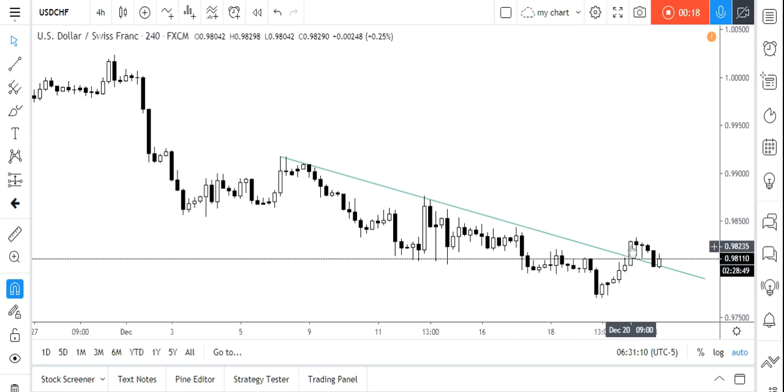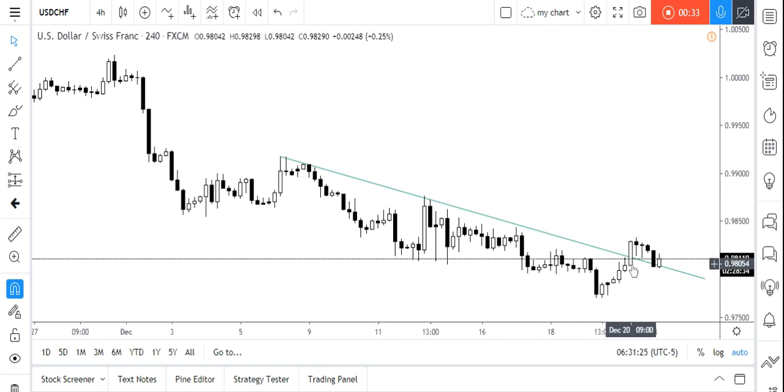And here, if you look at this candle, this candle actually made a breakout above this downtrend line, and we got a buy trade setup here, but I didn't enter right at the breakout. I waited for the retracement.